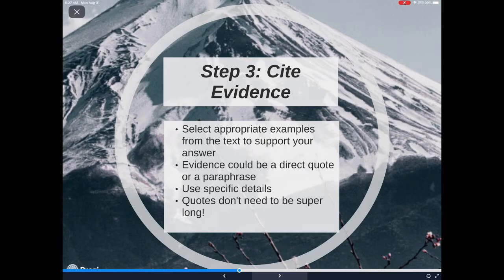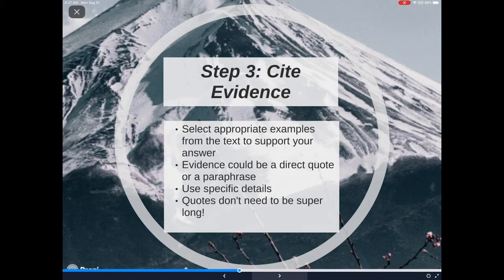So step 3 in PACES is you're going to cite your evidence. Select appropriate examples from the text to support your answer. Evidence could be used as a direct quote or a paraphrase. You need to use specific details, and quotes don't need to be super long.